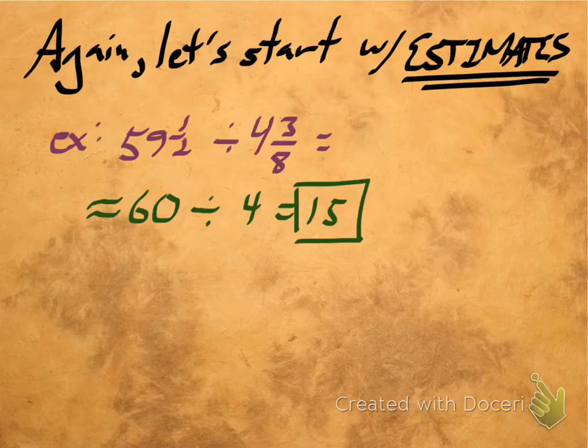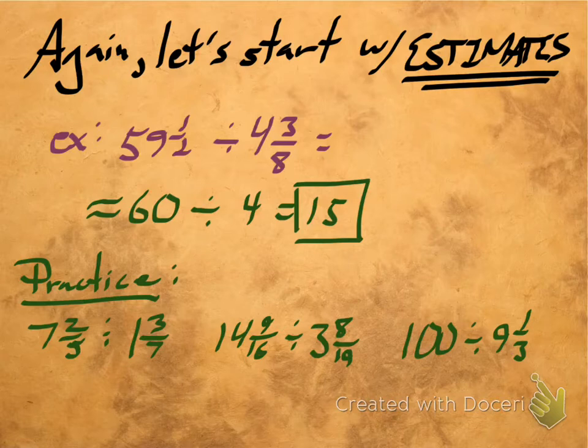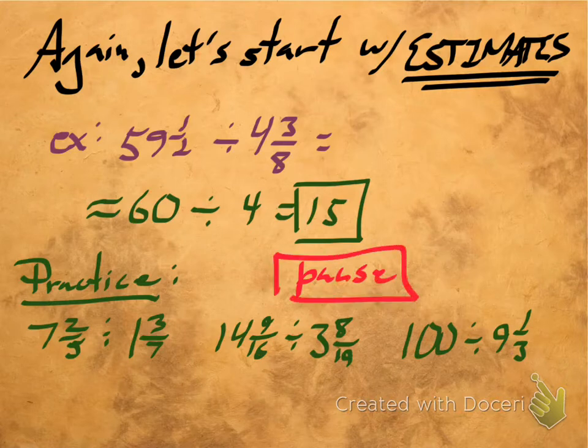All right, that's it. So again, always start with estimates. Moving forward, let's do a couple of practice problems. I'm going to give you 3 problems, and again, I want you to use estimates. It is okay to not necessarily round to the nearest whole number, as long as you round to a compatible number. Most of these I think are going to work out pretty well. So please pause the video and do these 3 problems, and then when you're done, come back.